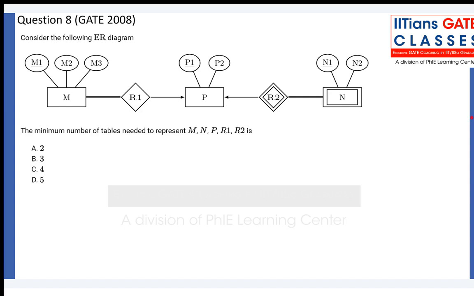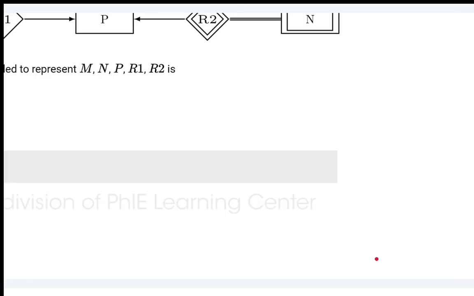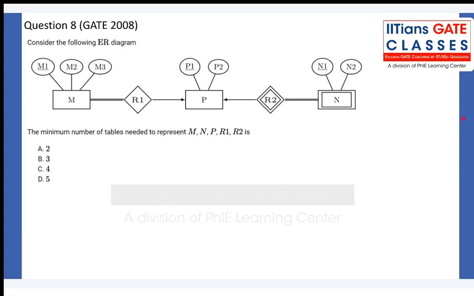So this relationship R1 is one-to-one. What can you do? Can you place the attribute P1 as a foreign key in table M? Yes, you can, because it's one-to-one. You can place it in either M or P. So I can place this in M, and my M table is kind of complete.